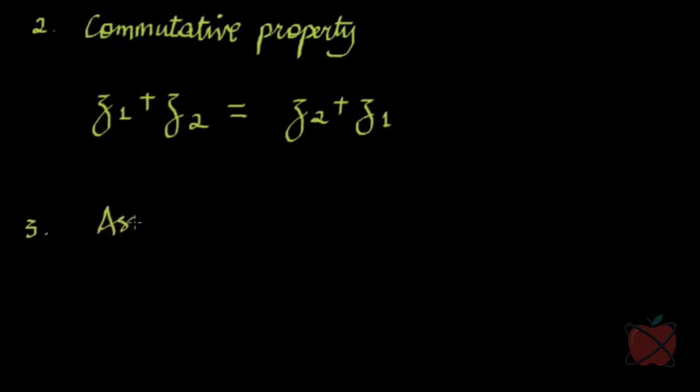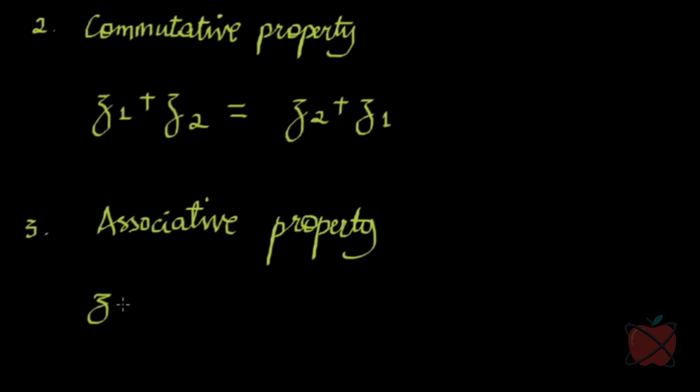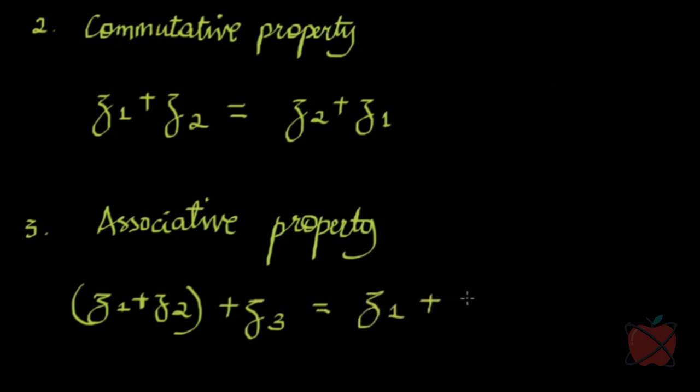The next property we are going to discuss is known as the associative property. Now this property says that I will add z1 and z2 first, and whatever answer I get from there, I will add with z3. This will be the same as me adding z1 with whatever I'm going to get if I add z2 plus z3. So it does not matter how I group my three numbers, okay? The answer will still be the same.